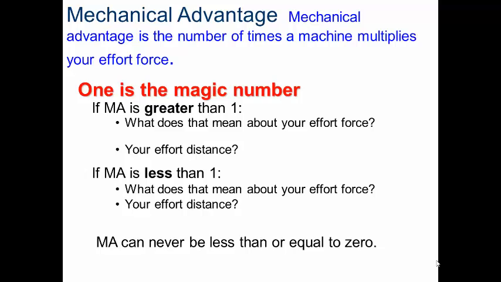If the mechanical advantage is greater than 1, that means that your effort force was less than your resistance force. But the trade-off again is that the effort distance is longer. If you have a mechanical advantage less than 1, that means your effort force was greater than your resistance force. And then again, the trade-off is your effort distance is smaller. It's important to know that mechanical advantage can never be less than or equal to 0.